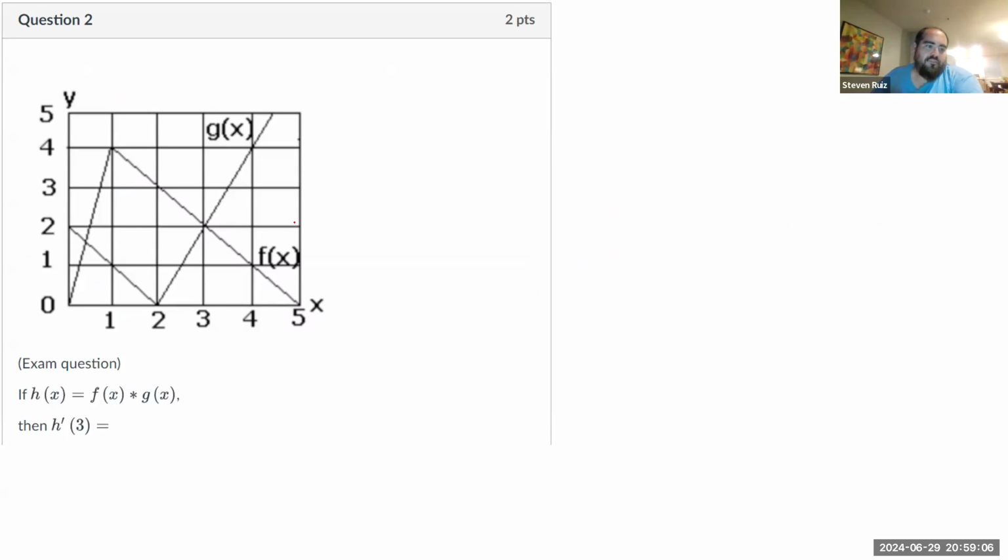So I want to find the derivative of h. I'm given a graph that shows me the graphs of f and g over this domain. So I want to know about the derivative of h. So this is a product, so I need to use the product rule to set up this derivative. So h prime of x will be equal to f prime of x times g of x plus f of x g prime of x.